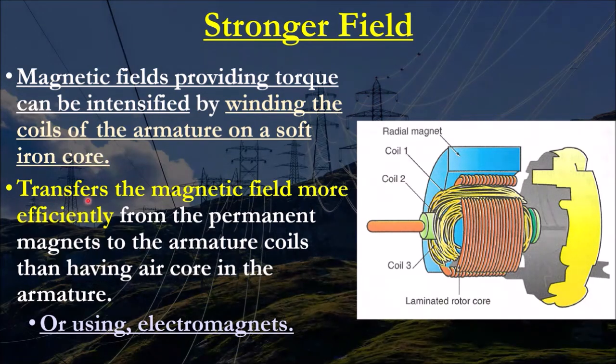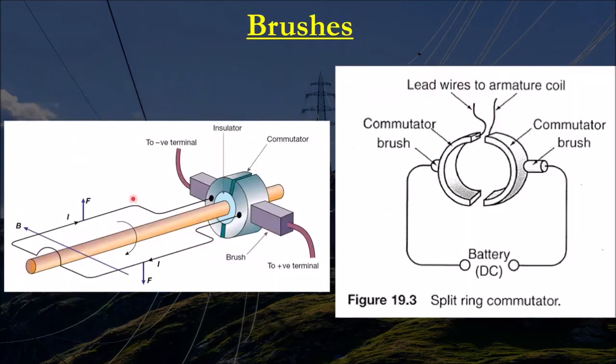You can also ensure that the magnetic fields are transferred more efficiently from the permanent magnets to the armature coils than having an air core in the armature. So having a core there would ensure better transfer, or just using electromagnets. So ensuring that we have electromagnets would also help strengthen our torque, essentially. Next bit is the brushes.